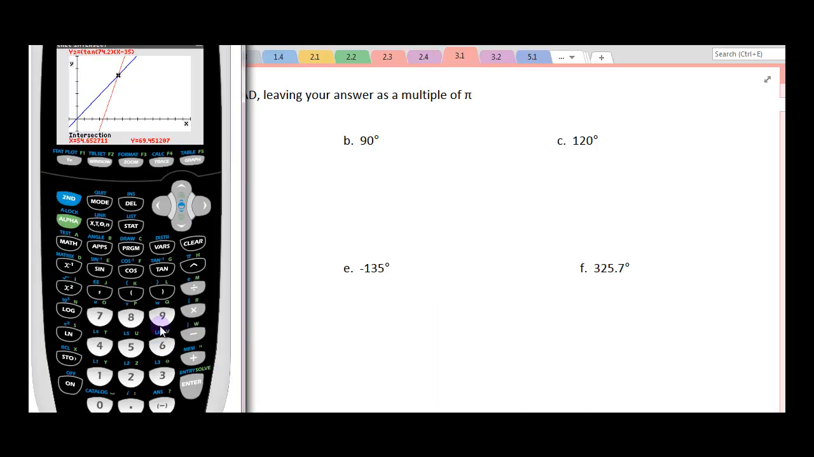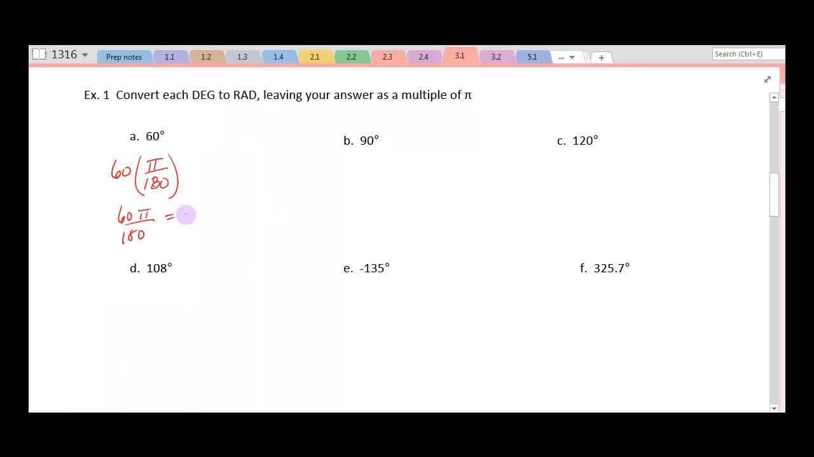Let me go home. We would say 60 divided by 180, then I would hit math, choose option 1 for frac, enter, enter, and it returns a reduced fraction. So 60 over 180 reduces to 1/3. We write our answer as a multiple of pi, so 1/3 turns into just pi over 3, because the 1 is understood here. We're going to do a couple like that.